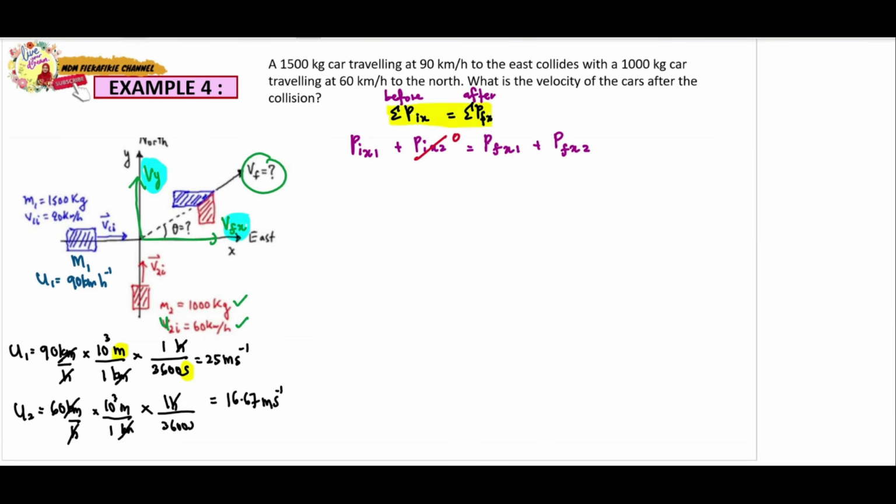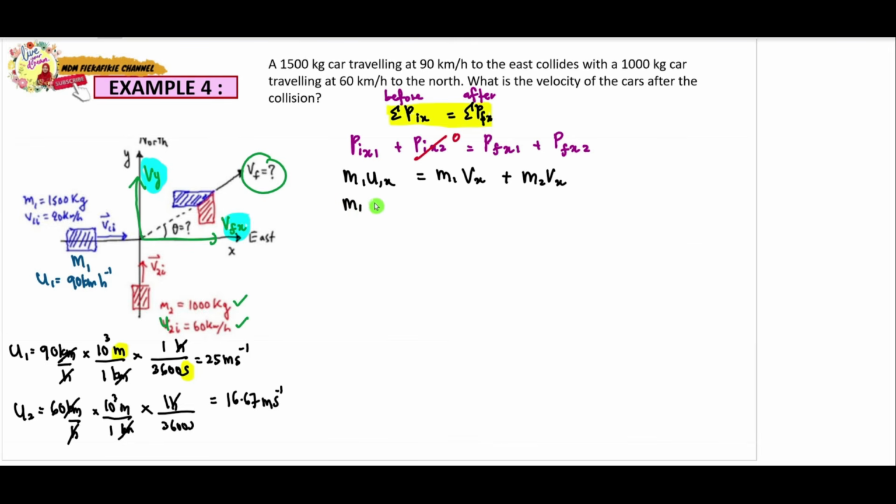Okay. So, now, let's substitute all the values. So, we have M1 U1, okay, in X component equal to M1 V, okay, Vx. Okay, kenapa Vx sahaja? Saya tak letak V1x sebab after collision, okay, car 1 and car 2 are moving together. Okay, they are stick together. Okay, so dia akan jadi Vx sahaja. Saya tak namakan V1x ataupun V2x. So dia akan jadi Vx sahaja.